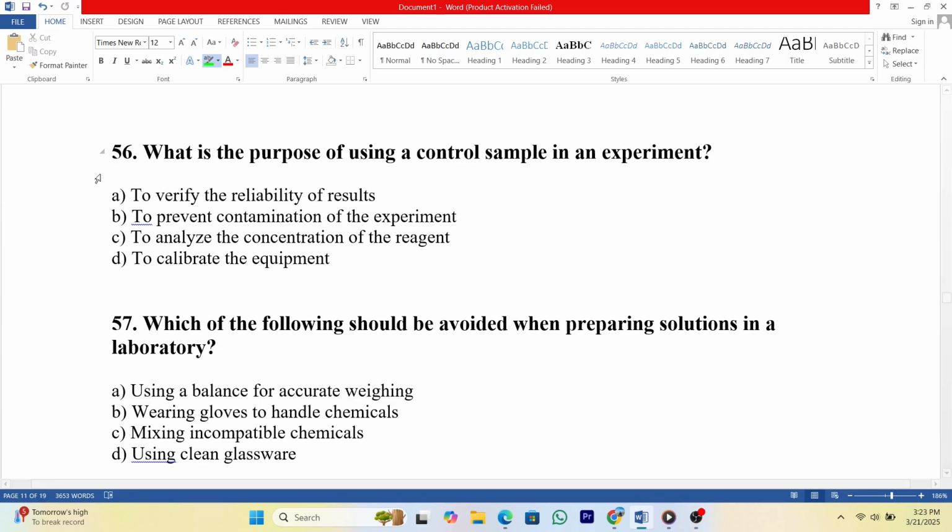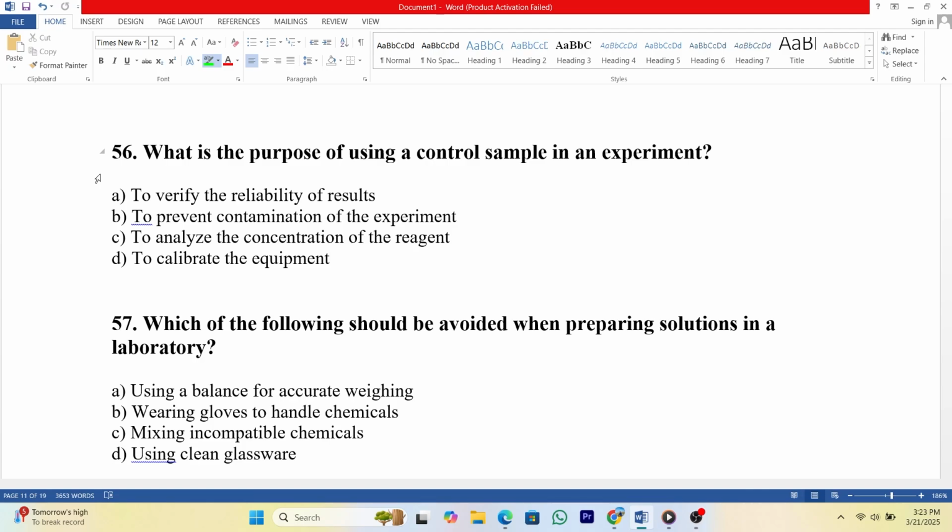56. What is the purpose of using a control sample in an experiment? A. To verify the reliability of results. B. To prevent contamination of the experiment. C. To analyze the concentration of the reagent. D. To calibrate the equipment. Answer: A. To verify the reliability of results.